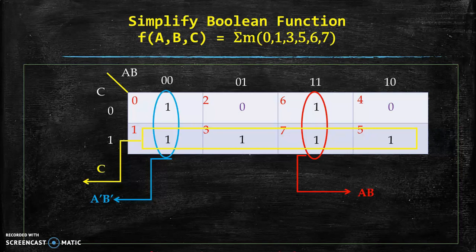And ultimately we have to add all the product terms. So f of ABC is equal to AB plus A bar B bar plus C. And this is our simplified Boolean function.